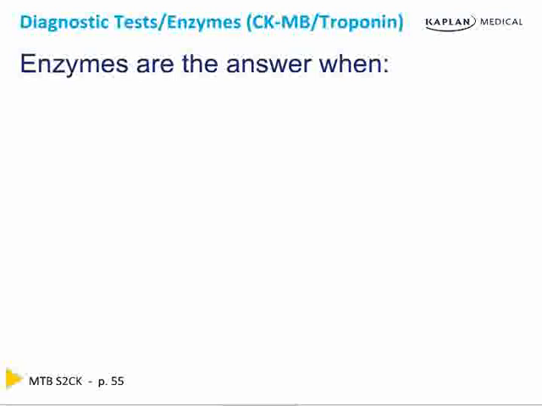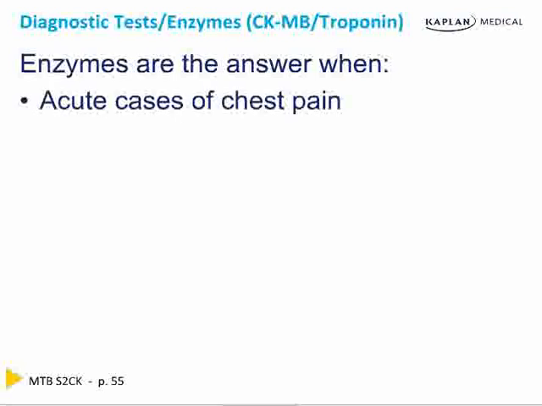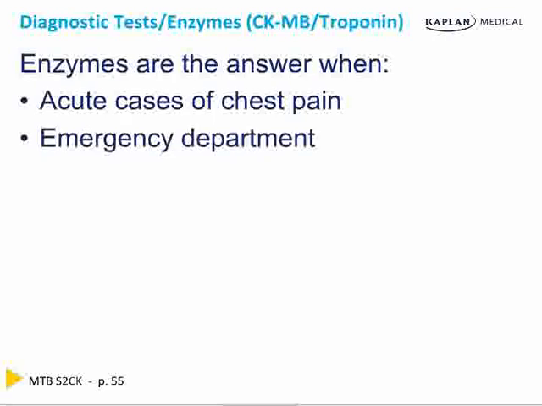Enzymes are the answer when a patient is acute. I have chest pain now. I'm in the emergency department. It is not clear whether it should be a CKMB or a troponin. What we know is that they both go up after about 4 to 6 hours. They go up at the same time. The CKMB only lasts for 1 to 2 days. The troponin lasts for 1 to 2 weeks.